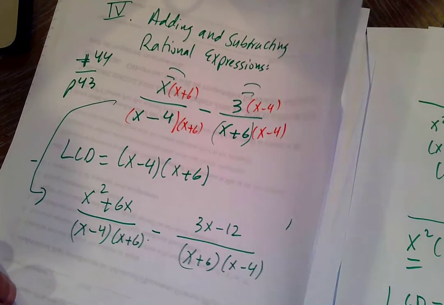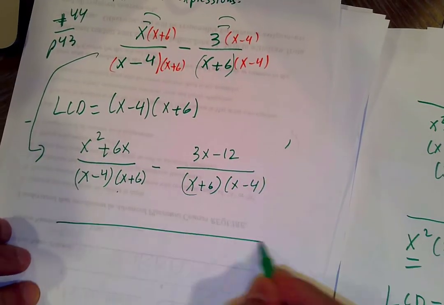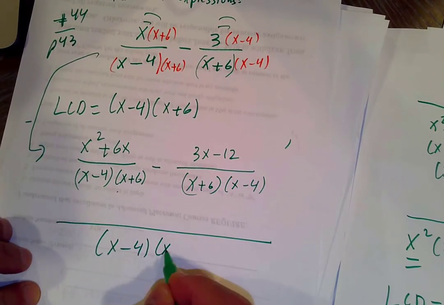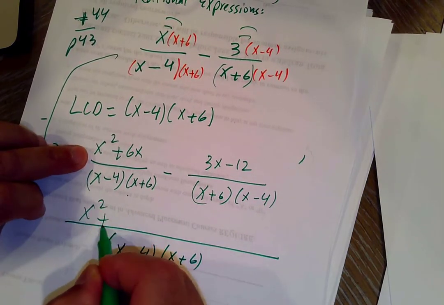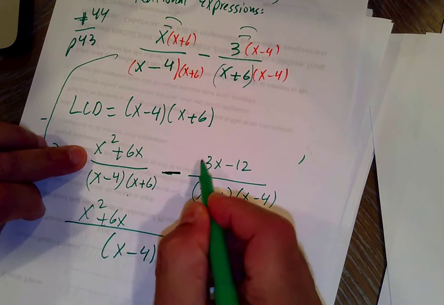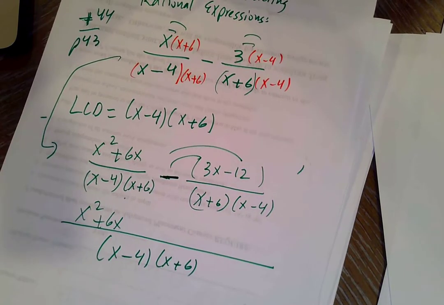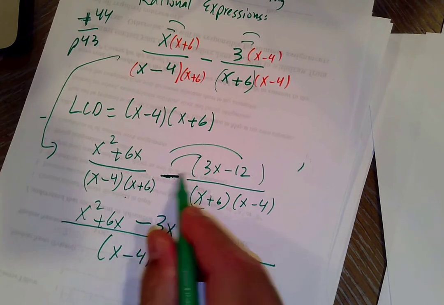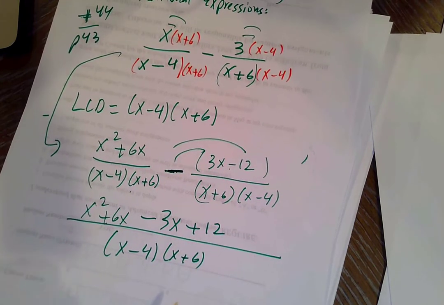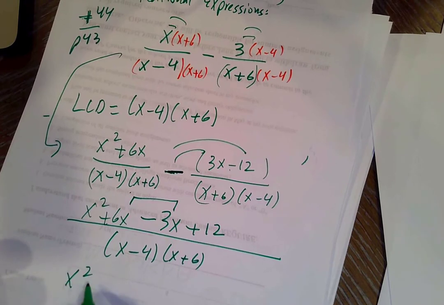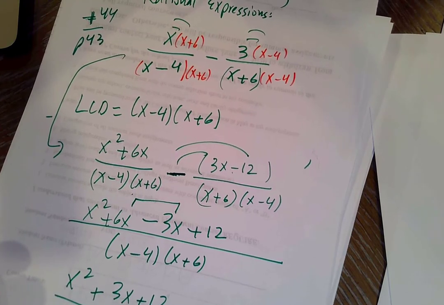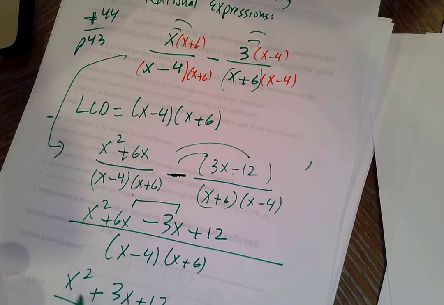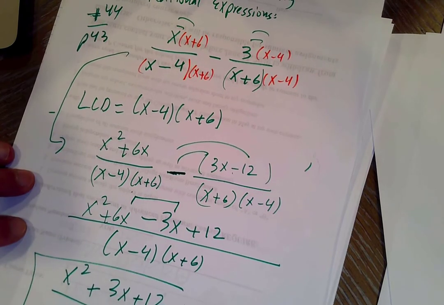And now we combine like terms on top, because we're going to write it as a single fraction, since we have the same denominator. So x squared plus 6x, now you have to watch out for this negative. That means you're going to have to distribute it. So it's minus 3x, minus negative 12 is plus 12. Combine like terms: x squared plus 3x plus 12 over x minus 4. Usually we factor the top, but this is prime, so that's the final answer.